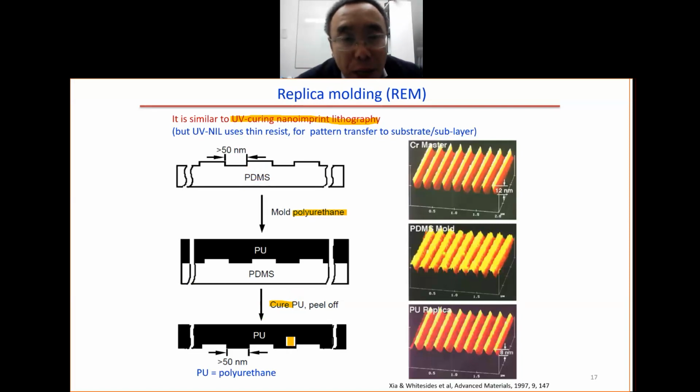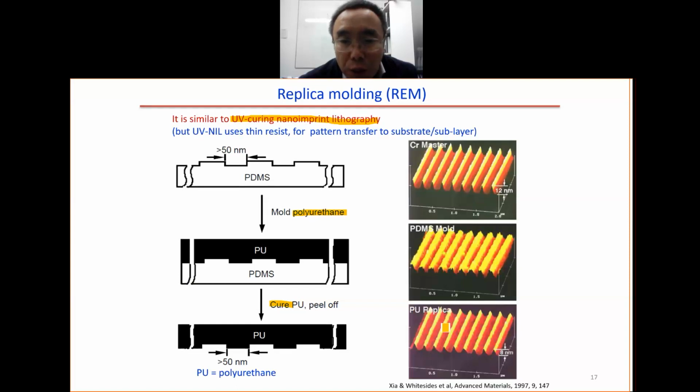Can you copy a pattern from PDMS to PDMS? So can this polyurethane be a PDMS? This will work actually, because the mold PDMS is already cured, it's cross-linked, but the liquid PDMS is pre-polymer, so you can copy the PDMS onto another PDMS. So here you can see, first you make the chrome mold, then you make the PDMS mold, copy from here.